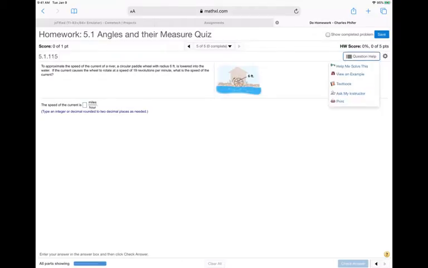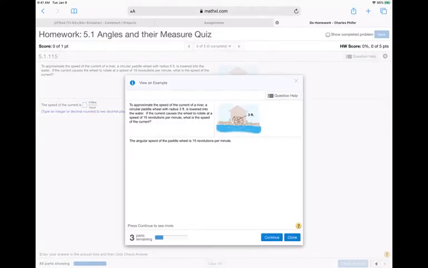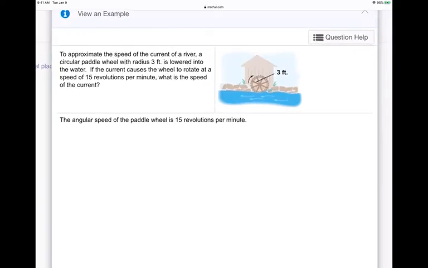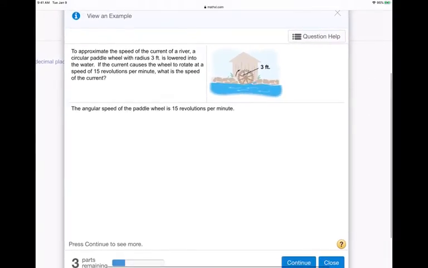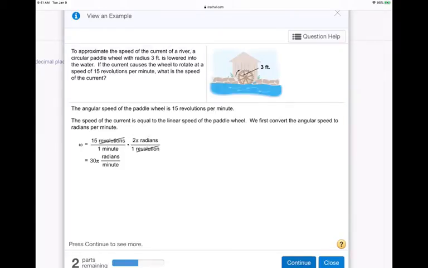Okay, so here's the same thing, just different numbers, and we can kind of figure out where we're making our mistakes. So it says the angular speed, yeah, we got that part right. Angular speed of the paddle is 15 revolutions per minute, so I know we got that one. Revolutions. Okay, so we needed to convert that to radians per minute. So that's revolutions per minute. Okay, so that was one thing, right? So we had to convert that to radians.